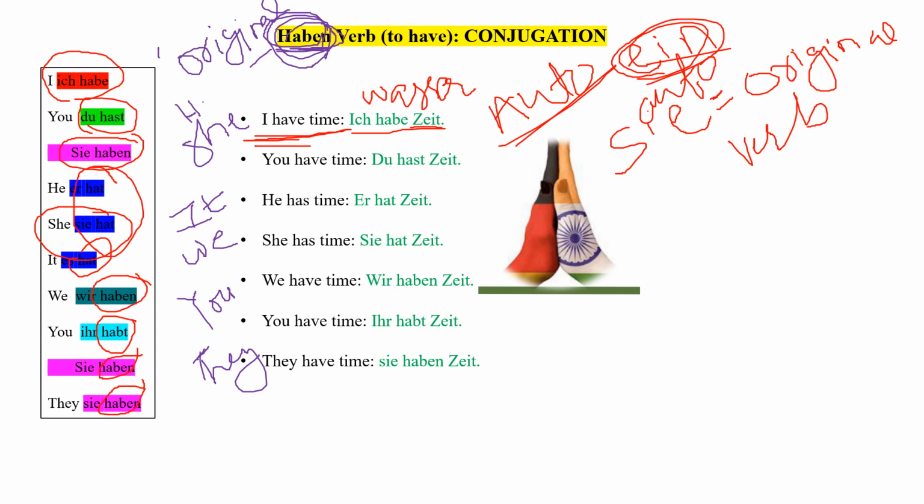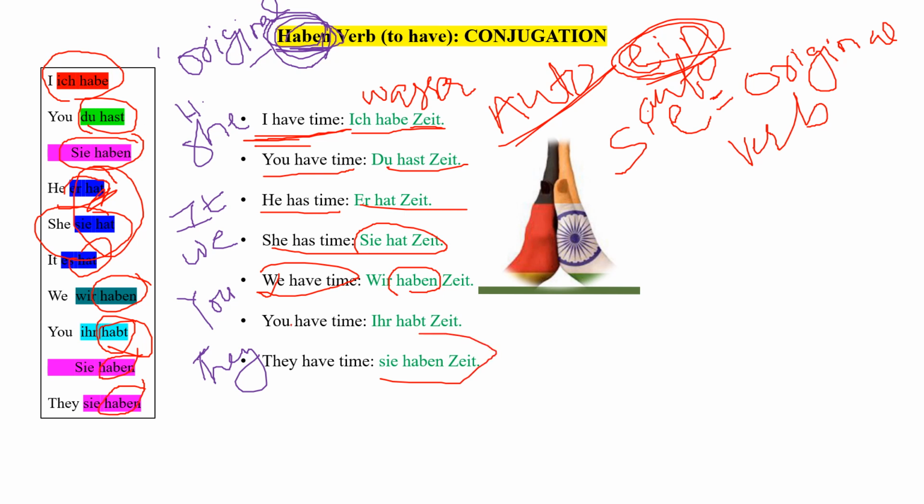So just for the time being, if it is you have time, du hast Zeit. He has time, er hat Zeit. For er, the conjugation is hat. She has time, sie hat Zeit. We have time, we is plural, and it will always take haben. Wir haben Zeit. You have time, ihr habt Zeit. They have time, sie haben Zeit.